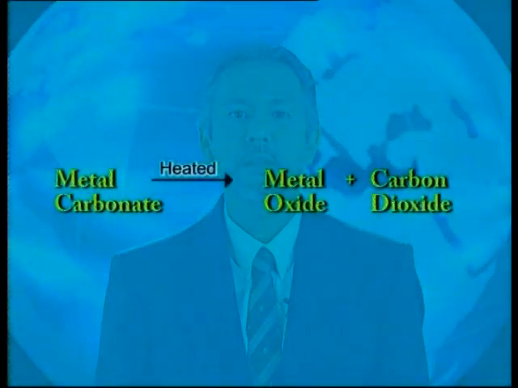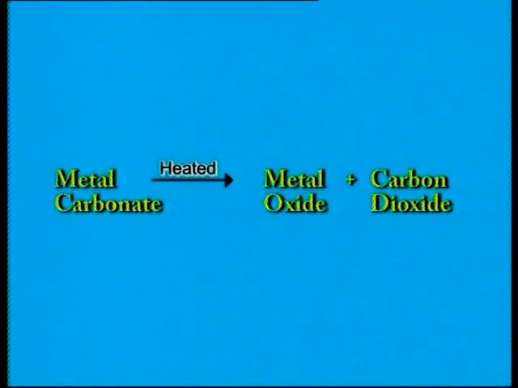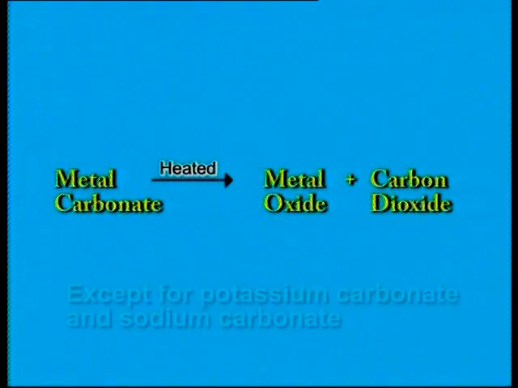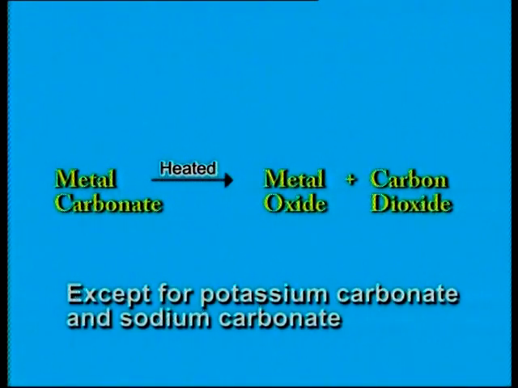Most metal carbonates are very hard minerals. They cannot be scratched even with a steel knife. Metal carbonates are not soluble in water except for potassium carbonate and sodium carbonate. Metal carbonates decompose when heated to form metal oxides and carbon dioxide, except for potassium carbonate and sodium carbonate.